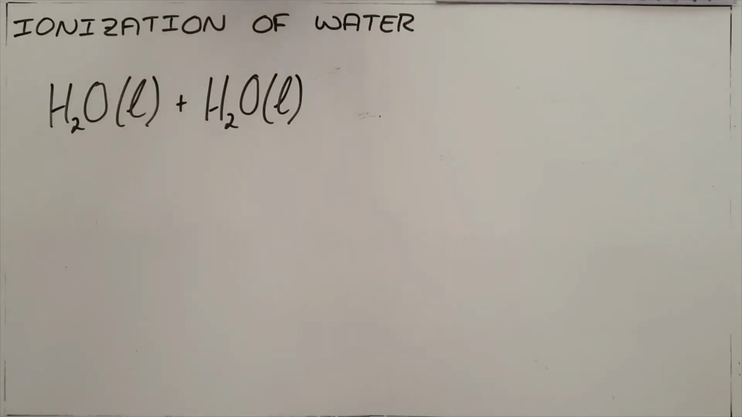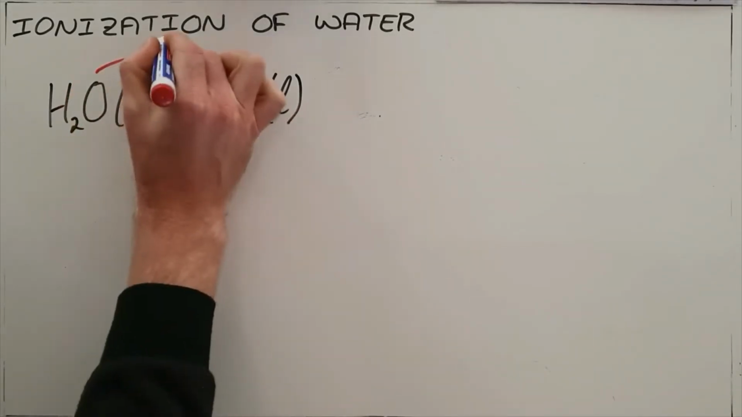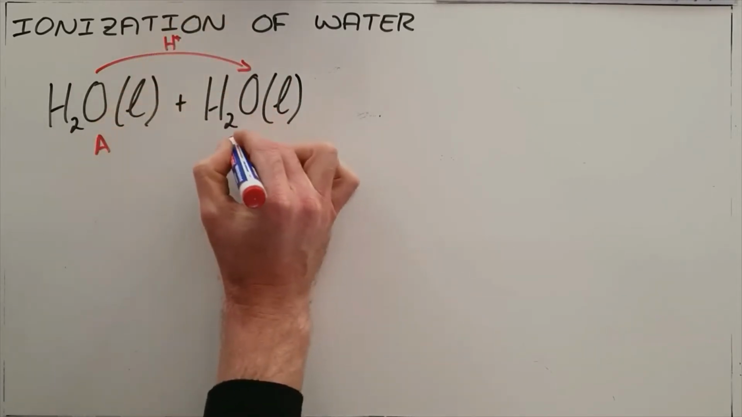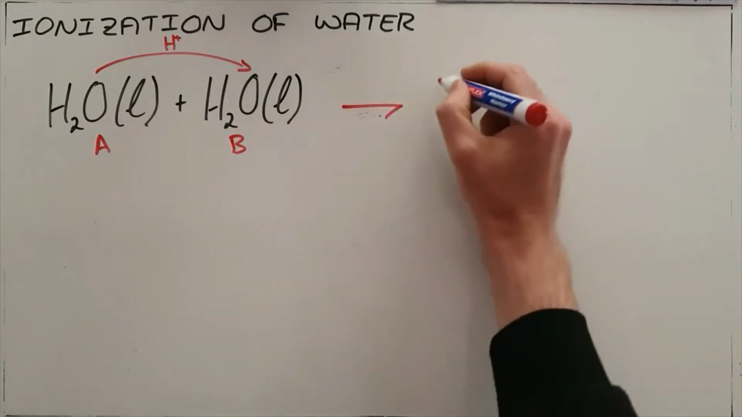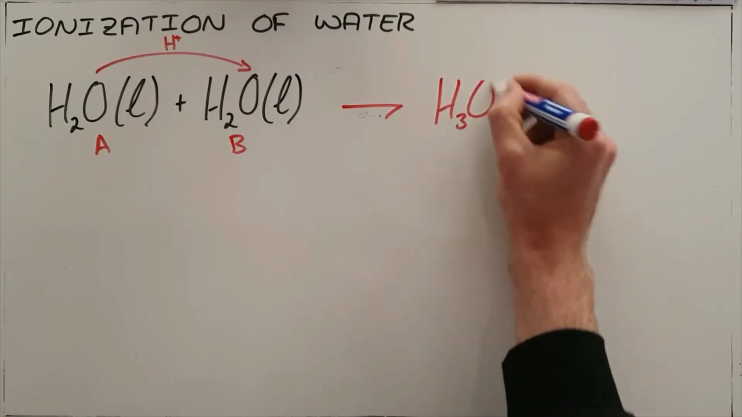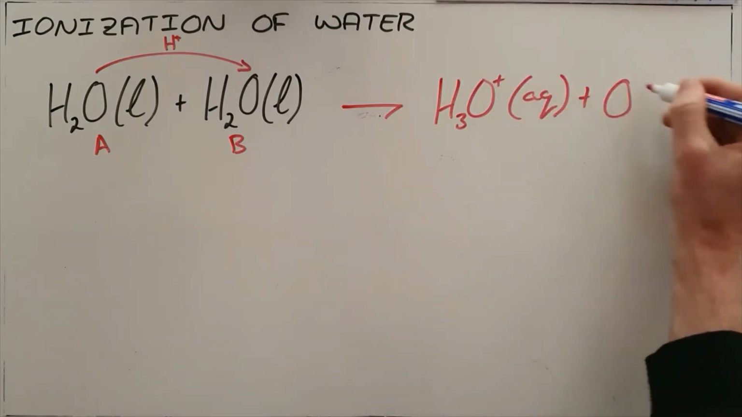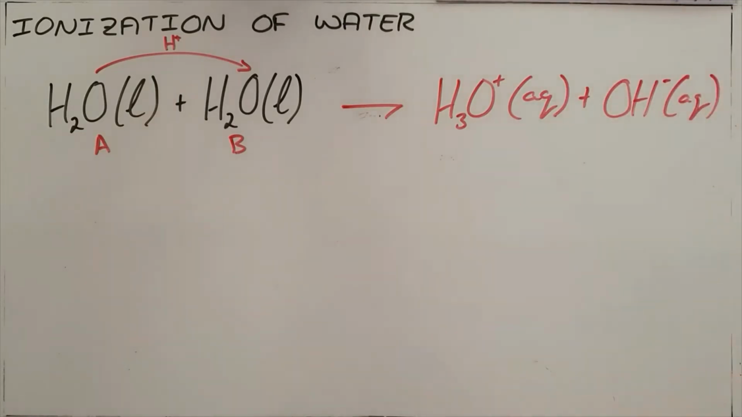Since water is an amphiprotic substance, meaning it can act as either an acid or a base, we can say that water undergoes auto-ionization, which basically means that it ionizes itself, where one water molecule would act as the acid, another would act as the base that receives that proton, and we see that that would then form hydronium ions that are in aqueous solution and hydroxide ions that are also in aqueous solution.